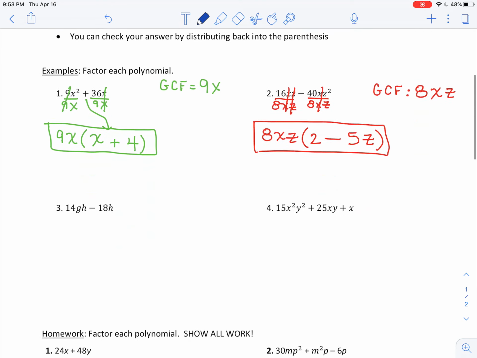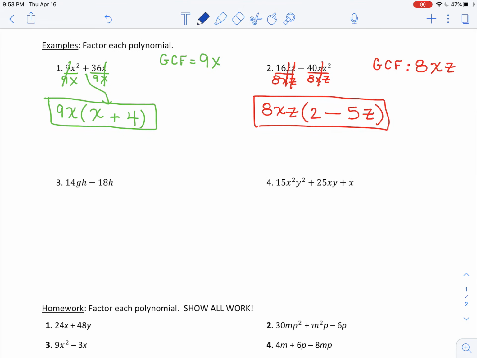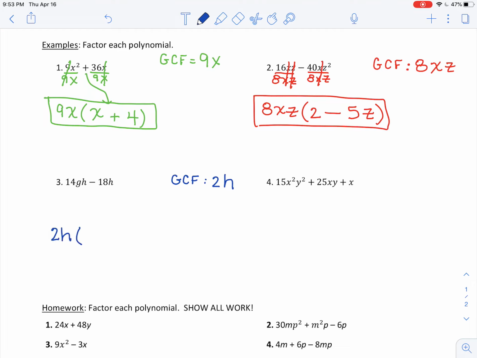In question number 3, the greatest common factor between 14 and 18, the biggest number that divides into each of them, is just a 2. Then if I look at the g's, the first term has a g, but the second one does not. So I cannot take that out of each term. Then both terms have an h, so I can take an h from each term. So my GCF is 2h. I put that in front of parentheses. Divide each term by that GCF.